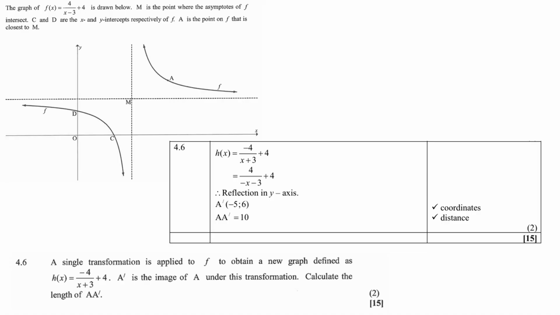So look on your graph, where is the original (5, 6), which is the A on the graph, and then where's the new (negative 5, 6). And then you'll see the distance between A and A's image is 10.